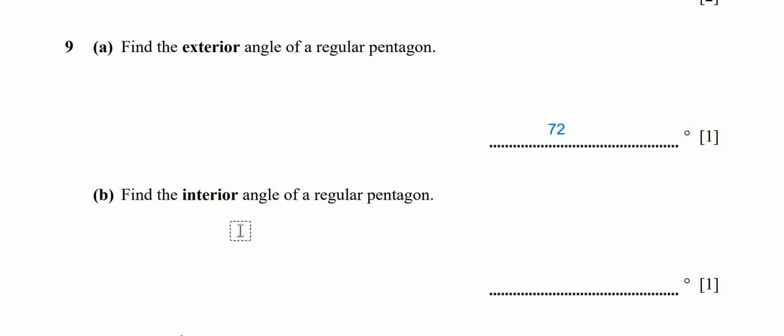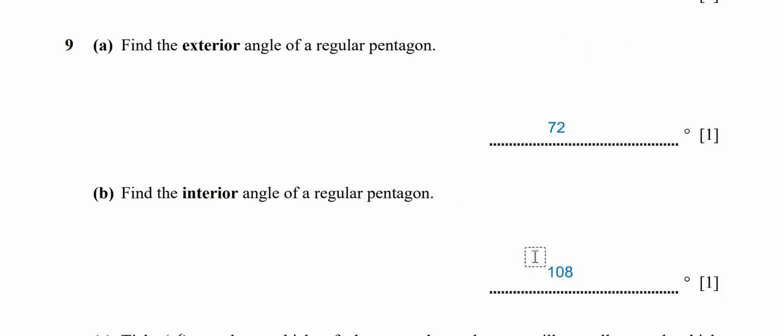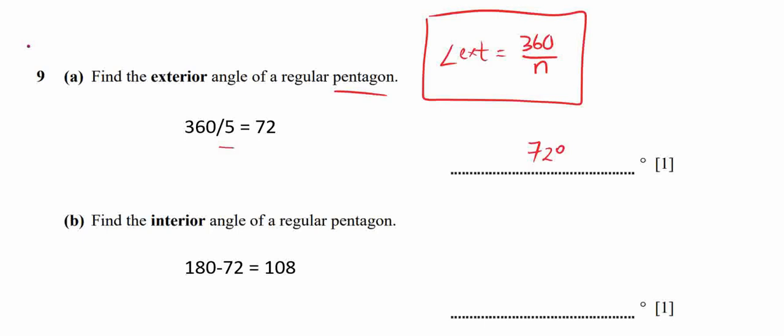Next. Question B, find the interior angle of a regular pentagon. 10 seconds. 10, 9, 8, 7, 6, 5, 4, 3, 2, 1. Right, let's open up the answer. Well, let's see the answer. Interior angle of a regular pentagon. Well, the answer is 108. So how do we get 108?